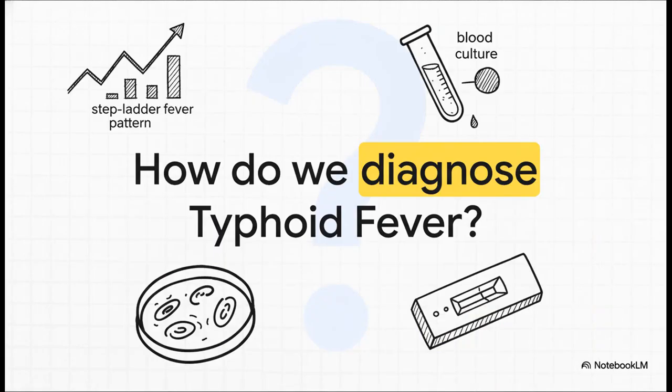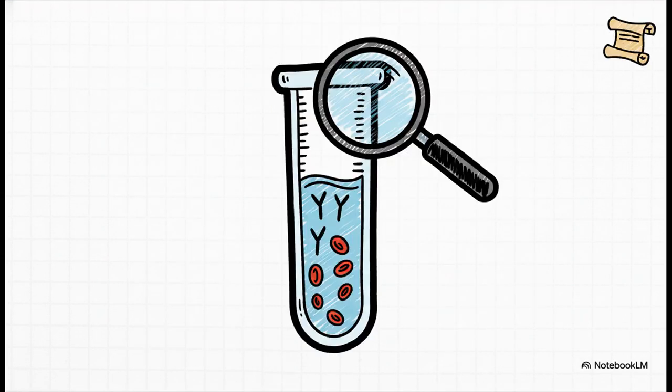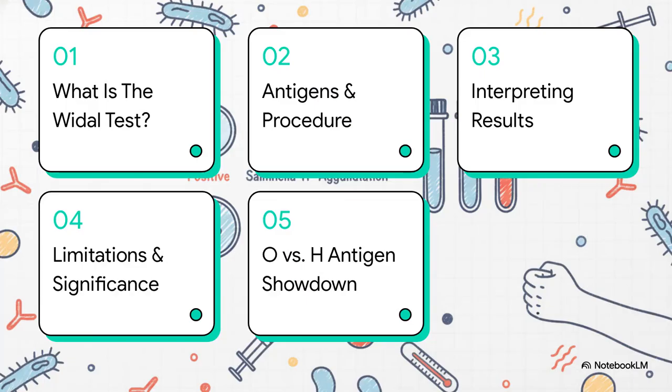Let's get into it. So there's your patient with that classic stepladder fever, and your clinical gut is screaming enteric fever. The big question is, how do you go from just a suspicion to a solid diagnosis? Now, while blood culture is the gold standard, we've got other tools in our toolkit. And that brings us to the star of today's show. We're talking about the Widal test, a serological tool that's, believe it or not, been in the medical playbook for over 100 years. So here's our game plan.